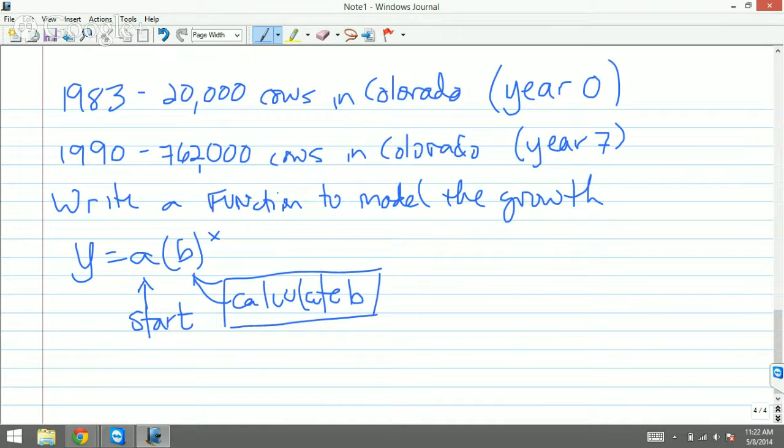Okay, what can I use? I know my A value. What can I use for a Y value? Years is X. Cows, the population, is Y. We've already used the start. So year 7 had 762,000 cows, and we started with 20,000. Do the math there.